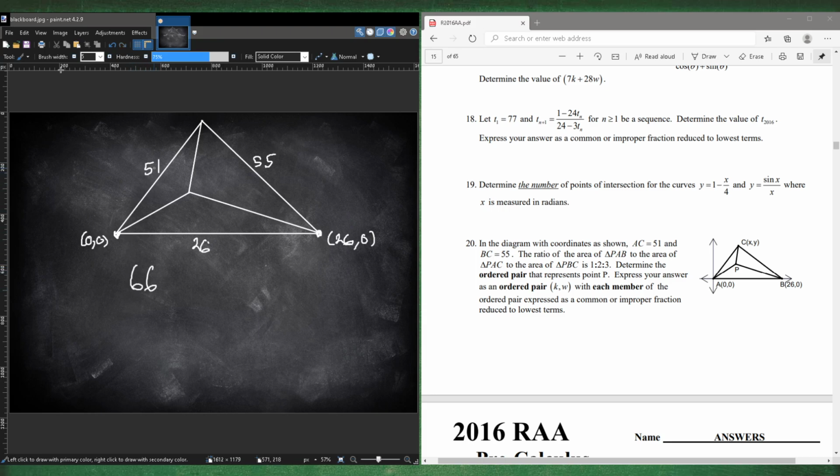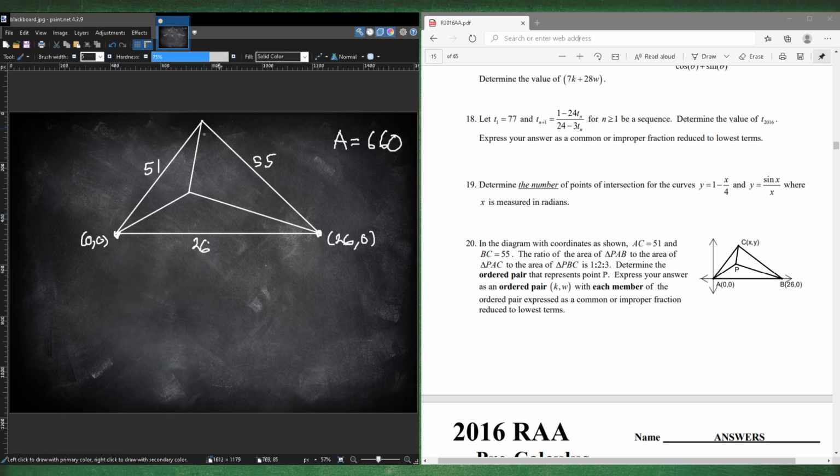And then 66 minus 51 is 15. 66 minus 26 is 40. And 66 minus 55 is 11. Then these four numbers multiply to each other, so 66 times 15 times 40 times 11. Take the square root of that, and that should give us the area. So our area is equal to 660. Okay, so we have that. So how do we get our height?